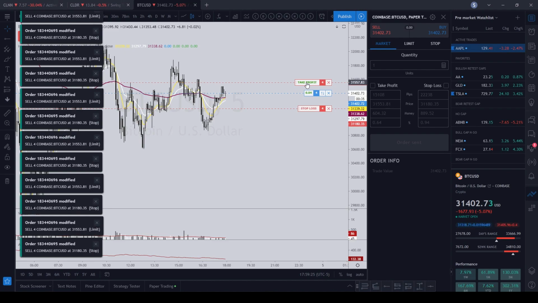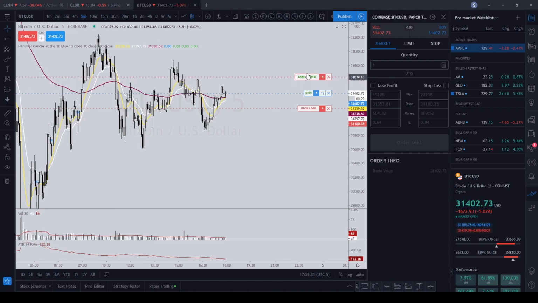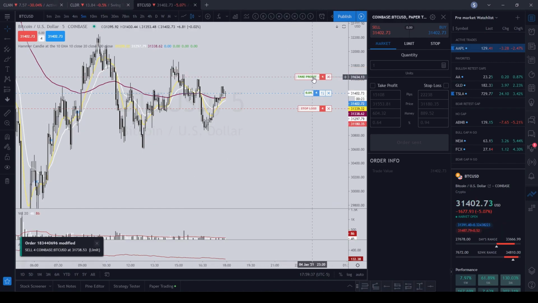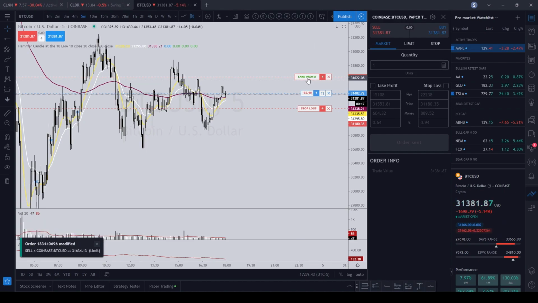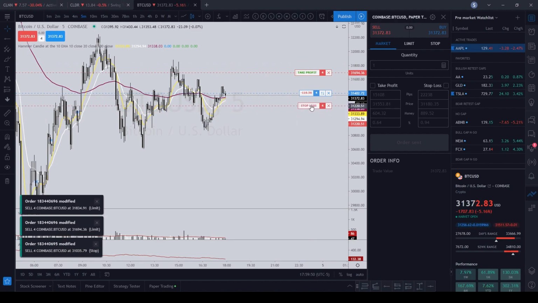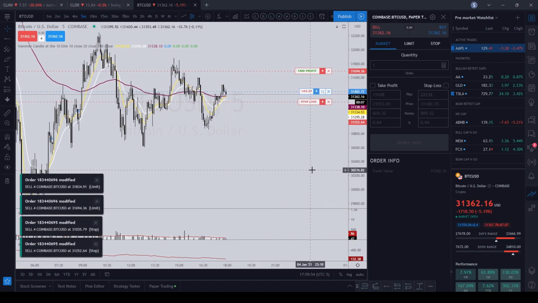Now remember I said I had instant order execution on? What that means is that when I take this take profit and I adjust it, it immediately modified it. If I had that turned off, what would happen is as soon as I move it, it would come up with a little box here and it says modify, and I would have to actually click modify before it would make that change. So this is just one way of speeding up your transactions. I can adjust my stop, I can move my stop up and down, and it's all good to go.